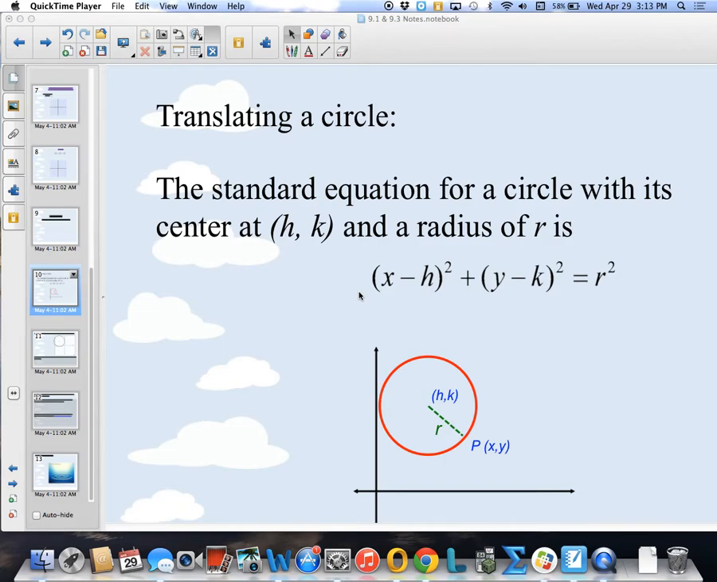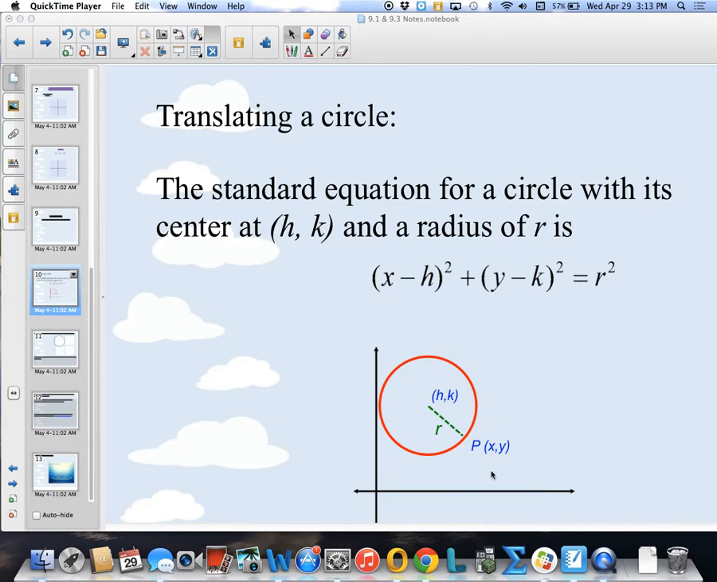All right, happy Friday. Today we are going to translate a circle, which means taking the circle and moving it left, right, up, or down. All of our problems on our last assignment from 9.1 and 9.3 were centered at the origin, meaning the center was right at the point 0, 0, and then we went outwards, the radius, in every direction. Well, today our center is going to be somewhere else.